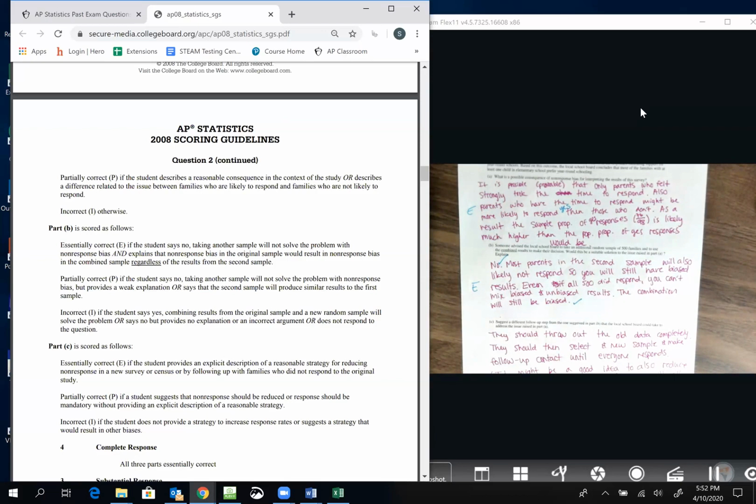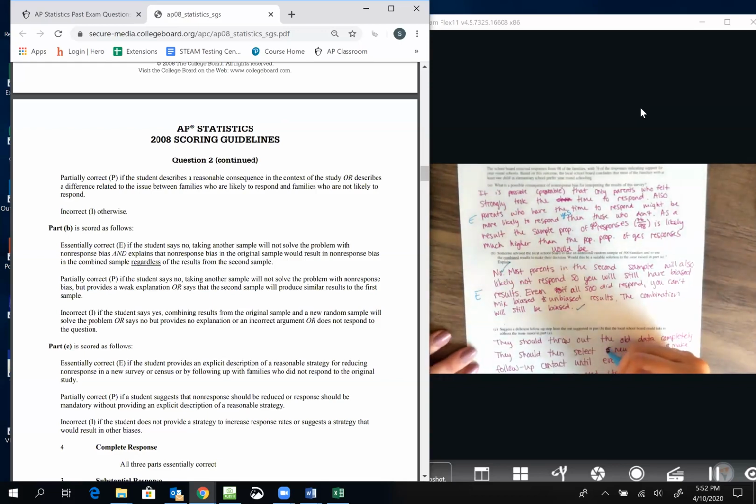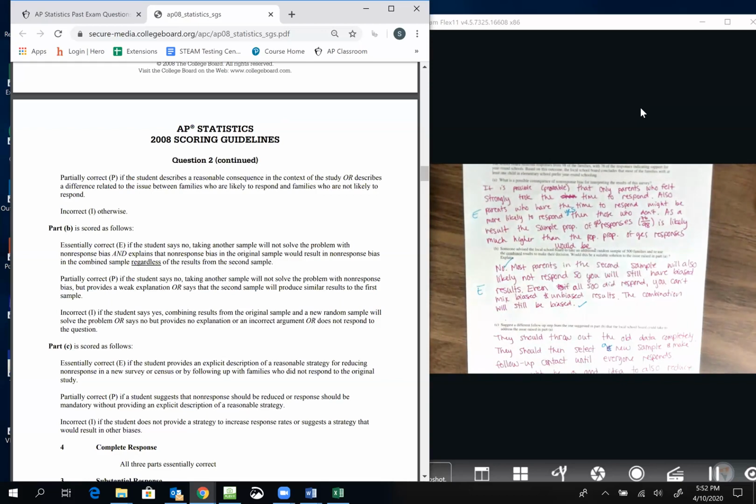Part C, they should throw out the old data completely. They should then select a new sample. I was getting very tired once I got to this point because I did both FRQ packets all in a row. Select a new sample and make follow-up contact until everyone responds. It might be a good idea to also reduce the sample size to make follow-up with all the people easier.